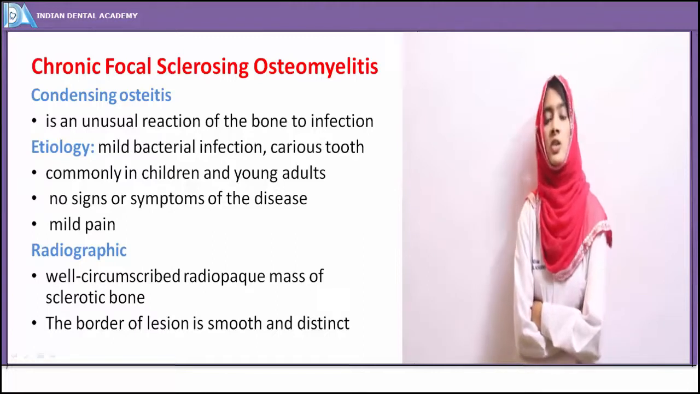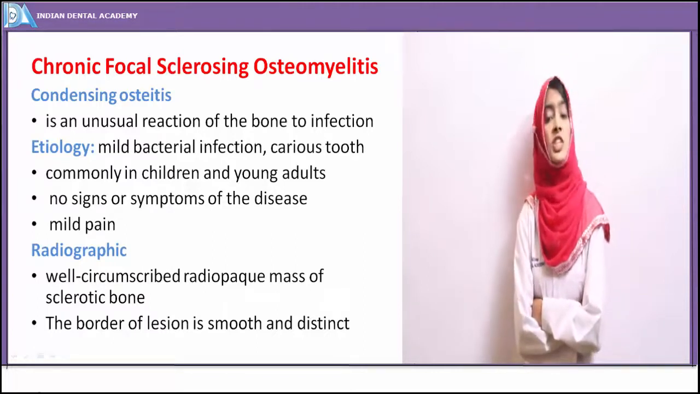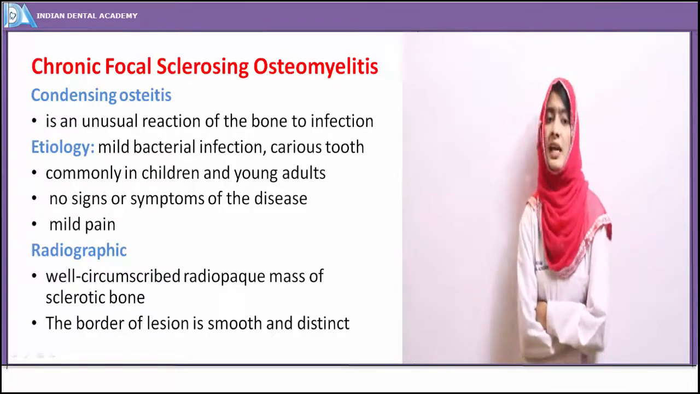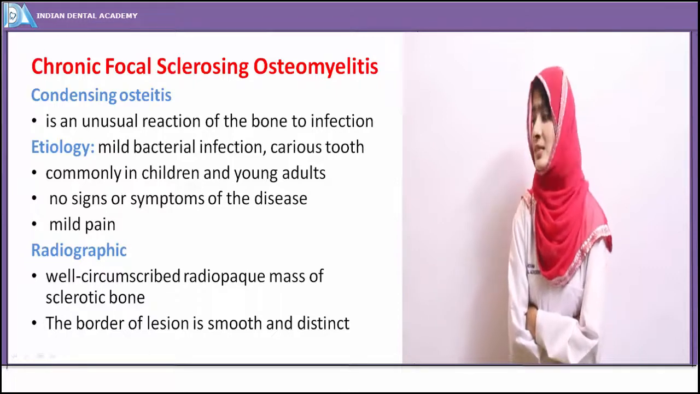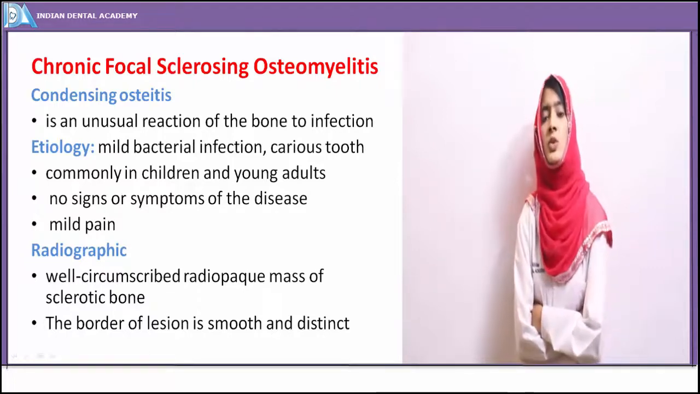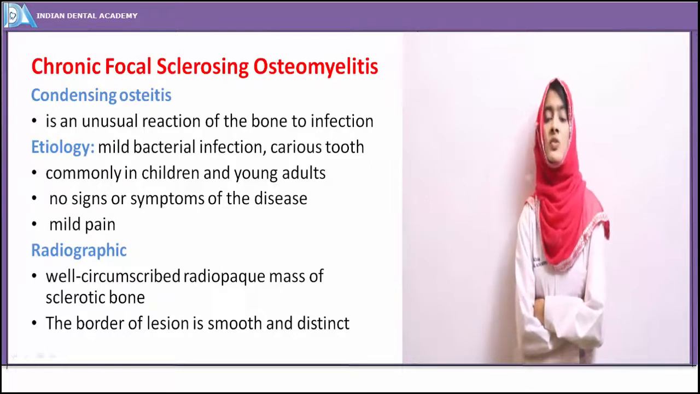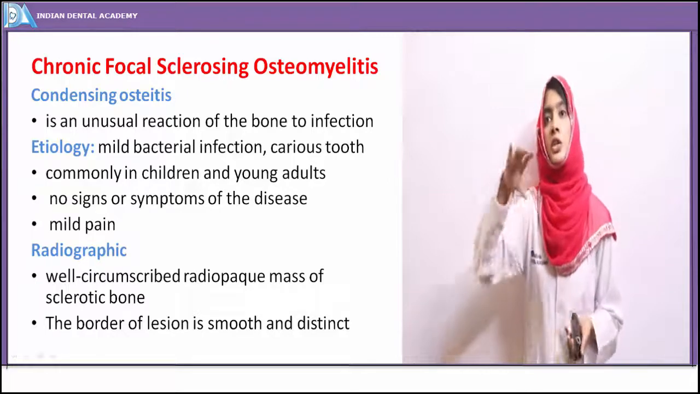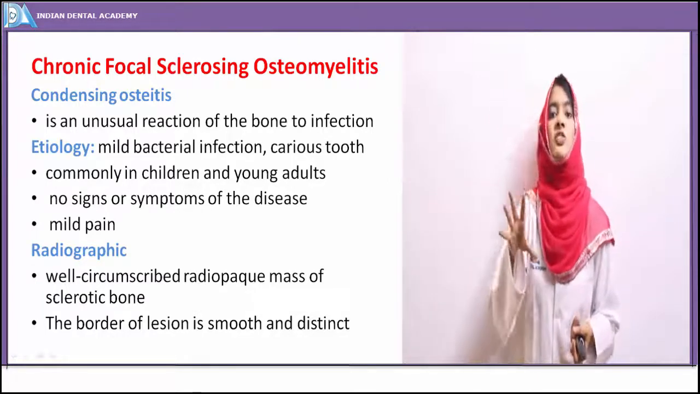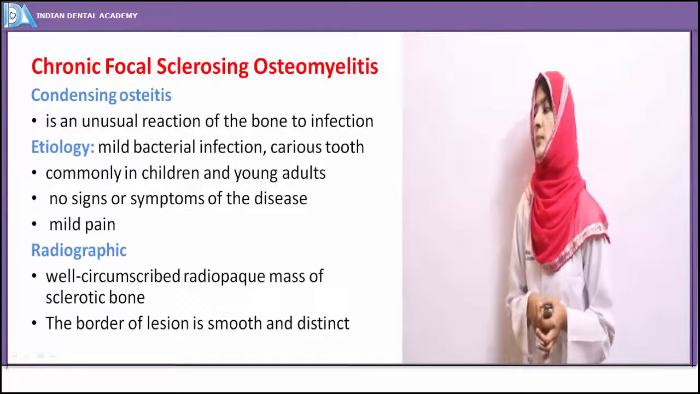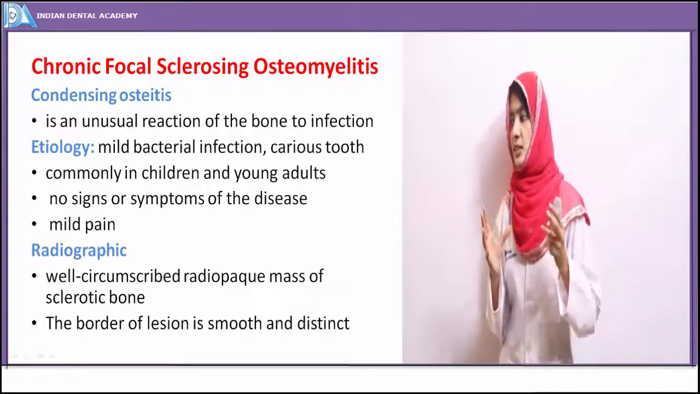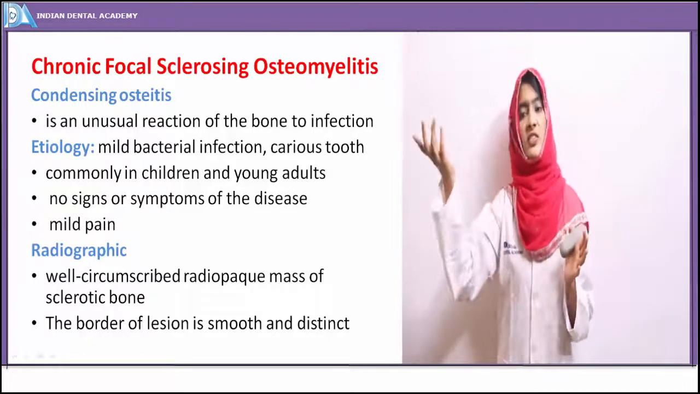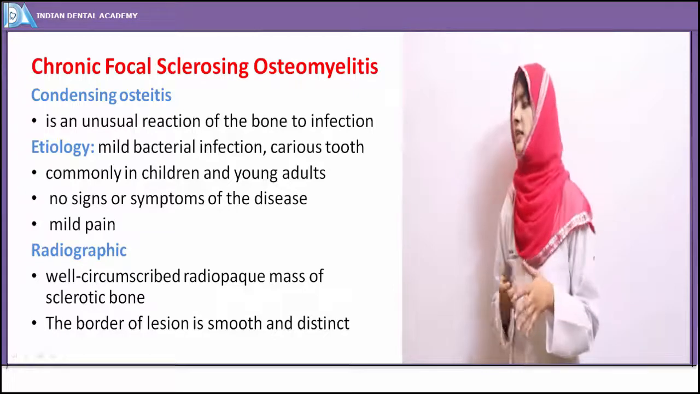Basically, this chronic focal sclerosing osteomyelitis is seen in children and younger adults. Clinically, there are no signs and symptoms of the disease. It is a relatively mild disease, with no clinical symptoms and features. When you see the radiographic picture, you see that a radiopaque mass will be surrounding the roots of the tooth, and the associated tooth will have pulpal infection, the carious process will be present. And this radiopaque mass is made essentially of sclerotic bone, and it is very smooth, and distinct from the surrounding normal trabeculae or the alveolar mucosa.